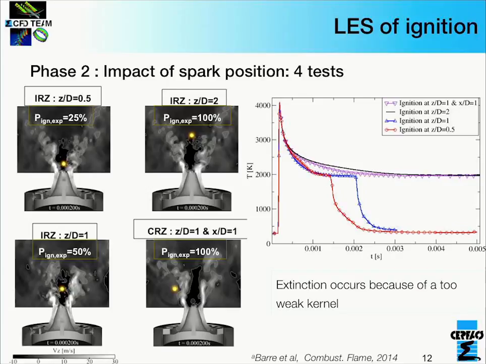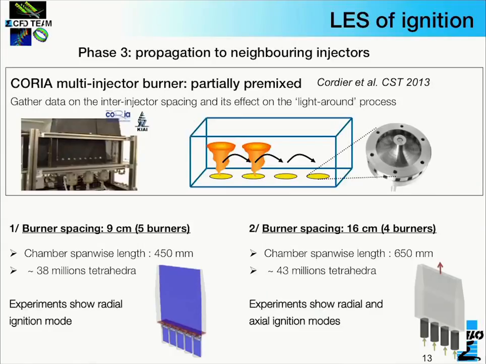So these probabilities were reproduced by LES, and this is what is nice with simulation, that you can try to understand why the igniter location has such a big impact on the ignition. And it was found usually in this situation that it was because of a too weak kernel that could not sustain the strong turbulence that would eventually quench it.